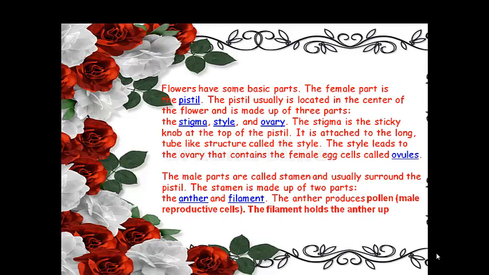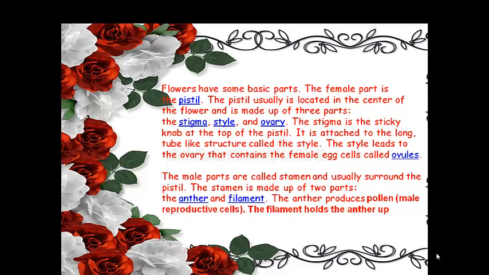Now, flowers have some basic parts. The female part is known as pistil. As you have already seen in the pictures, what are the pistil? Pistil usually is located in the center of the flower and it is made up of three parts, that is stigma, style and ovary. The stigma, style and ovary make up a pistil which is the female part in the flower. The stigma is the sticky knob at the top of the pistil.